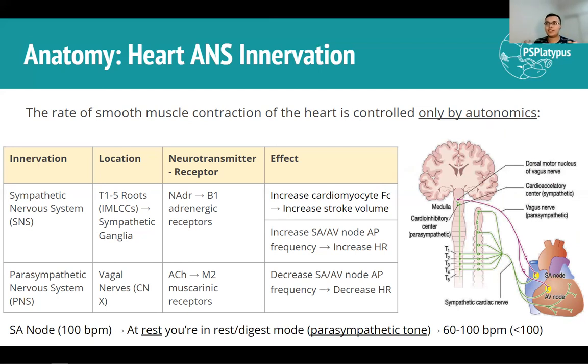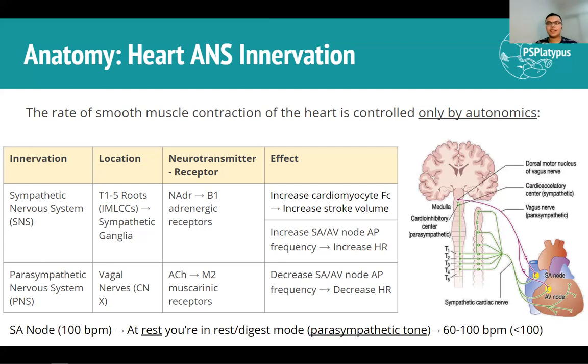you're in your rest and digest mode, which means you're going to have net parasympathetic tone. So even though your SA node wants to fire all the way up at 100 beats per minute, you actually end up firing somewhere between 60 and 100 rather than at the 100. That's because, when you're sitting down, when you're at rest, the parasympathetic tone is kicking in. So just keep that in mind.